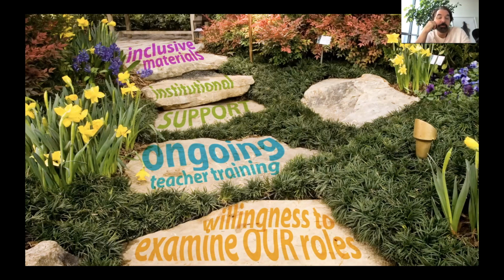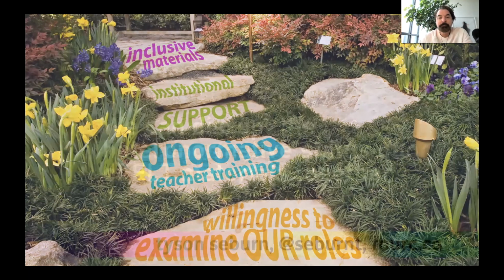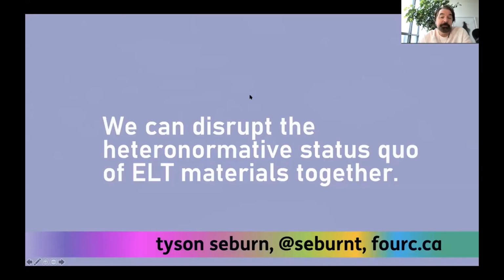Overall, we need to examine why it is and who it is that are the leaders in our teaching associations and what their perspectives are, and whether or not we're maintaining a certain group of people to have the power all the time, or whether we're distributing that power amongst a wider variety of people and voices that need to be heard in order for these things to happen. So we can disrupt the heteronormative status quo of ELT materials together if we do a bunch of these things.